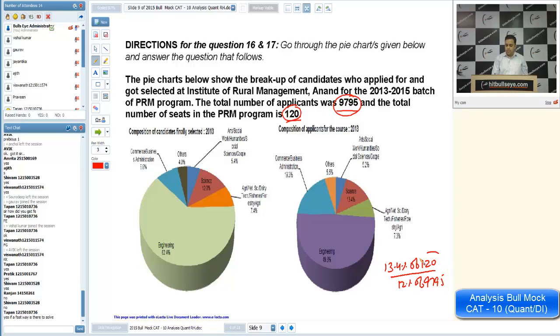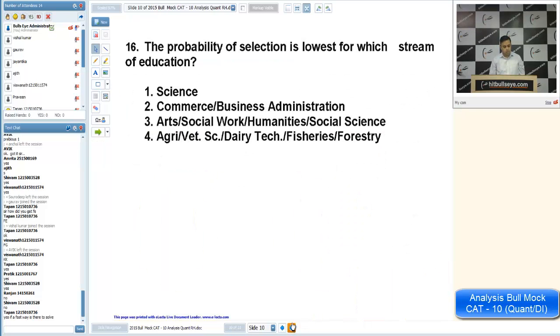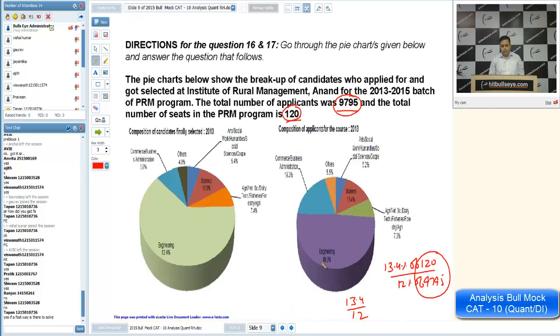But actually this 120 by 9795 will be part of every expression. So you can leave it and just find the ratio 13.4 divided by 12. Similarly for the other streams. For commerce, you will write it as 19%. Sorry, I think I have written in the reverse order. This was the composition of the applicants and this was the composition of the finally selected.